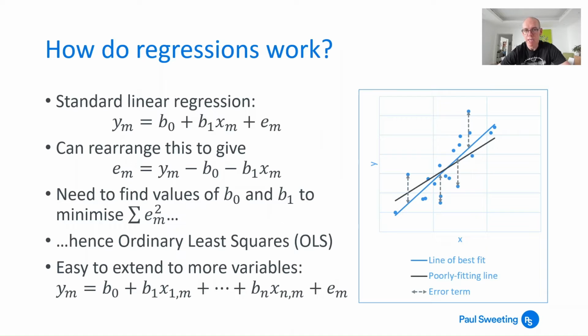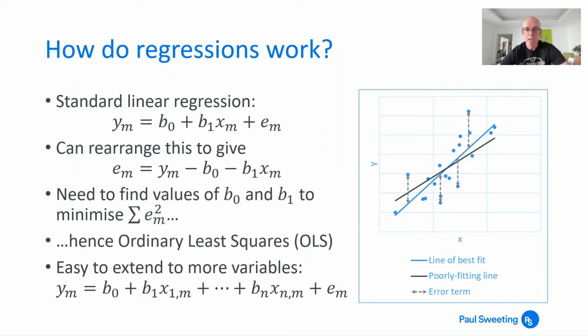If you rearrange that equation to get em equal to ym minus b0 minus b1 xm, that gives you the error term in terms of everything else, and then you just square them, sum them, and you've got the metric that you need to minimize. And that's why it's called ordinary least squares estimation, because it's the ordinary version of this, and what you're doing is least squares estimation, minimizing those squared errors. And it's easy to extend this to more variables, but the principle is just the same.